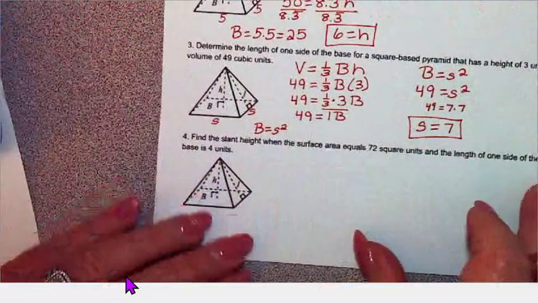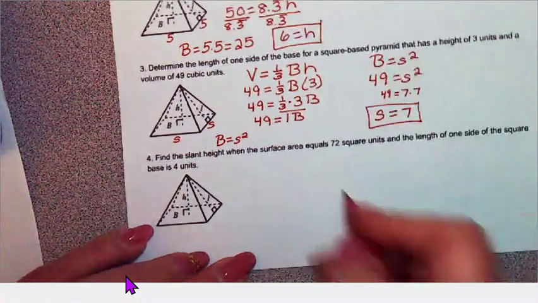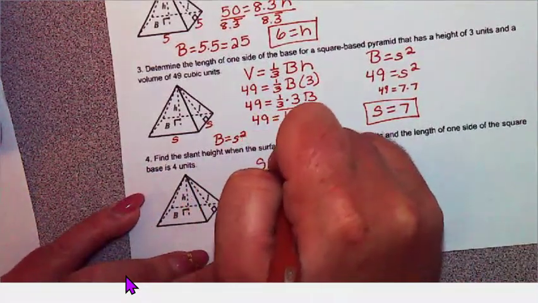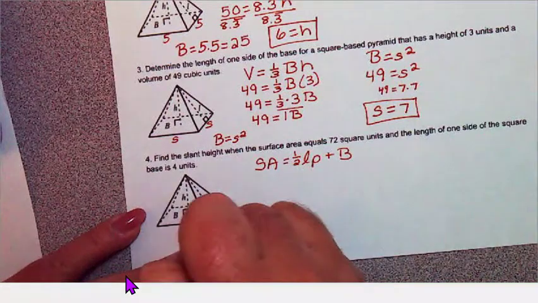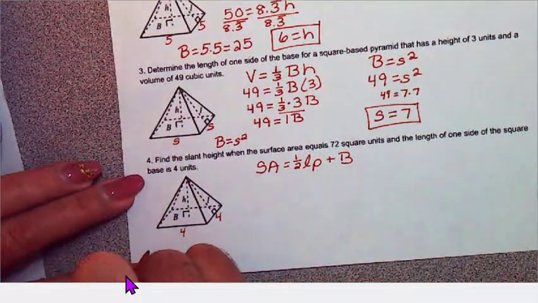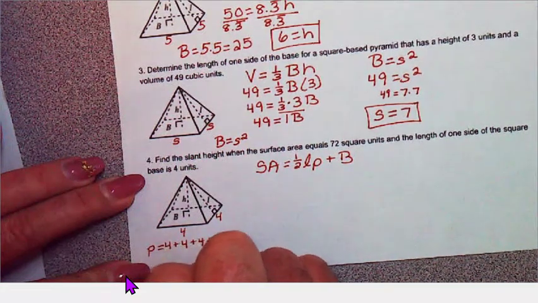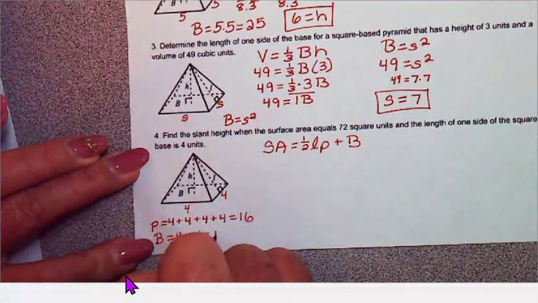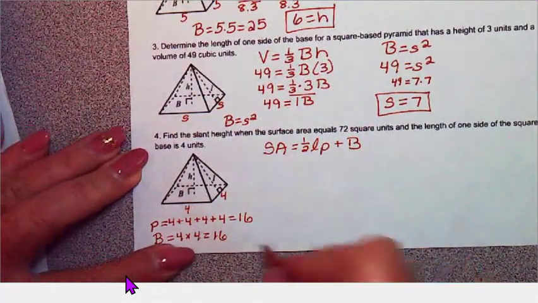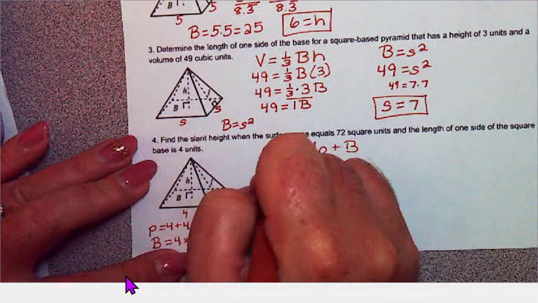So now let's do our last one. Find the slant height when the surface area equals 72 square units and the length of one side of the square base is 4 units. So this time you're doing surface area. That's 1/2 LP plus big B. One side of the square base is 4, so my perimeter is going to be 4 plus 4 plus 4 plus 4, which equals 16. My big B is going to be 4 times 4, which is 16. Yes, your perimeter and your big B can be the same number. Rare, but it happens. My surface area is 72.